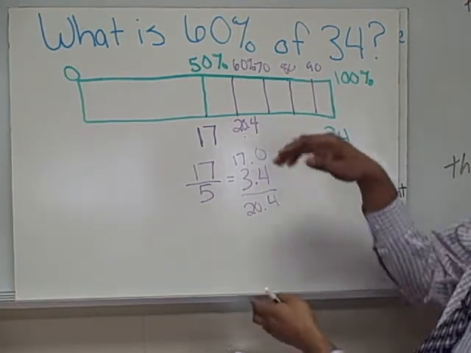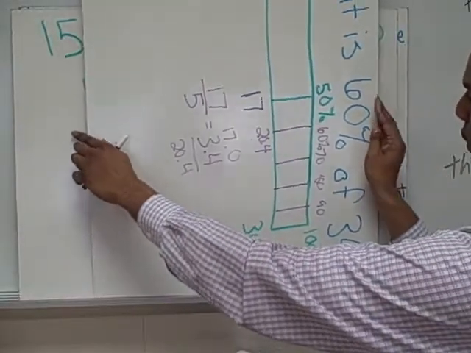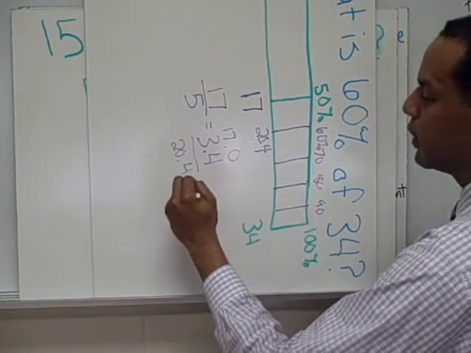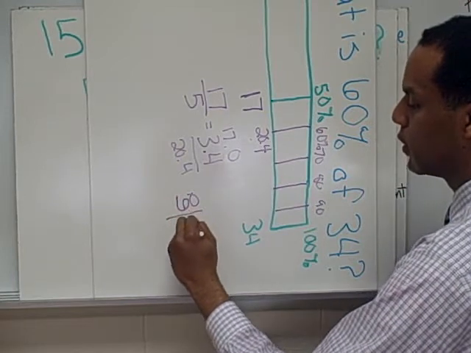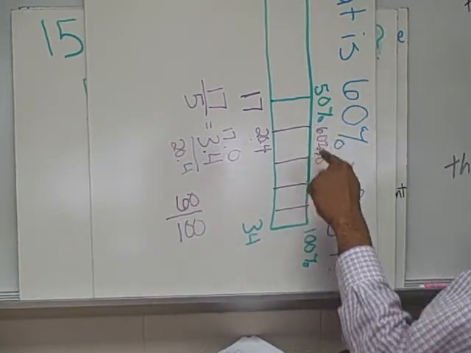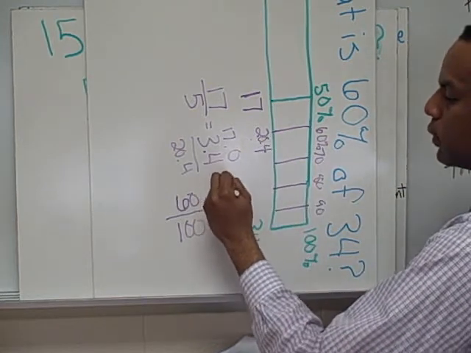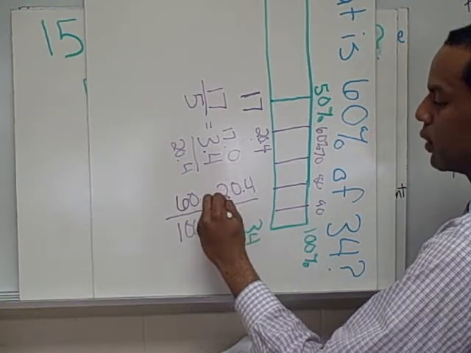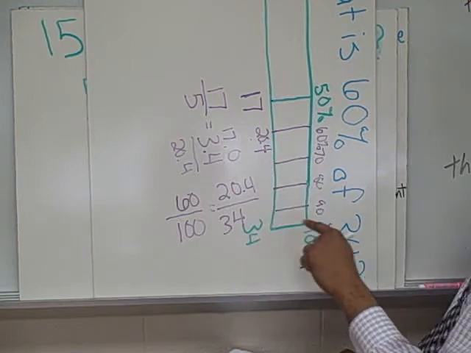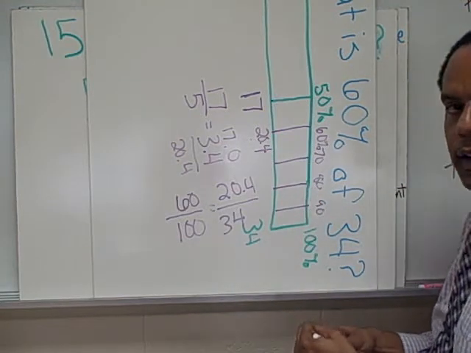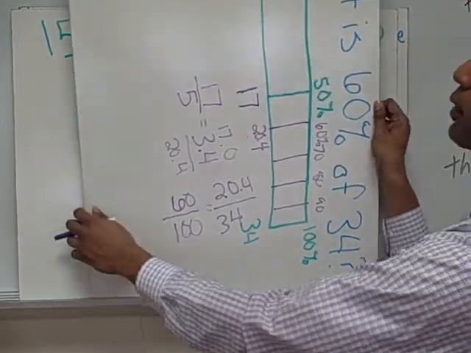Now, if I want to show this as a proportion, all I have to do is flip this, and I can write it as 60 over 100. Because you see I have my 60 and my 100 right here, and I can say that this equals 20.4 over 34. So those are 2 ways that we could find what 60% of 34 would be.